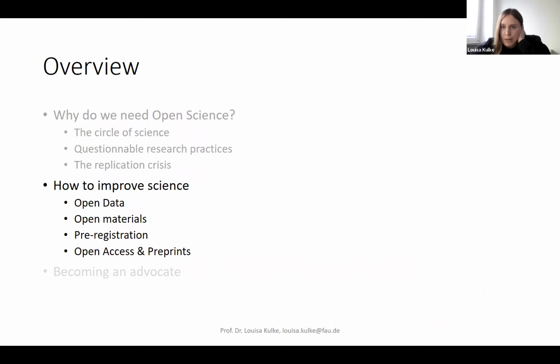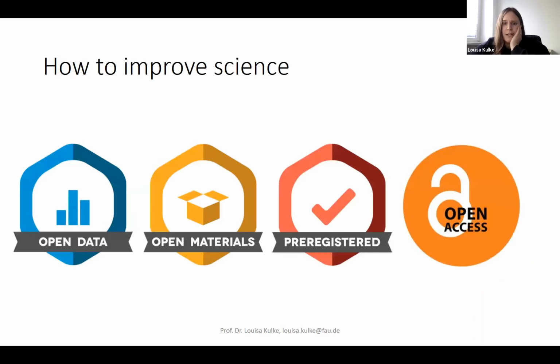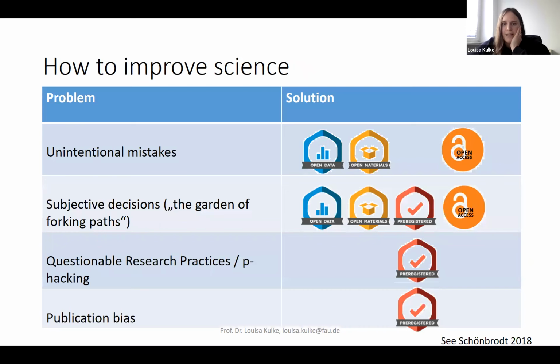So what can we do about that? Is there something we can do to improve science? And the idea is, yes, there is. We can do open science practices. And here's an overview of them. And the open science practices can aim at different problems. And this is also based on Felix Schönbrodt's slides.